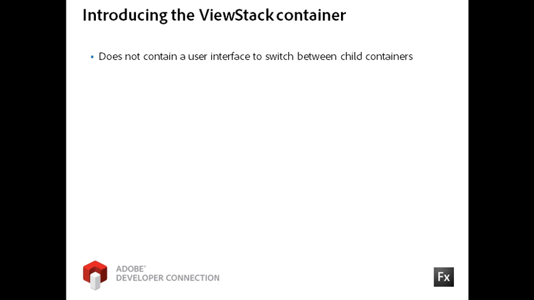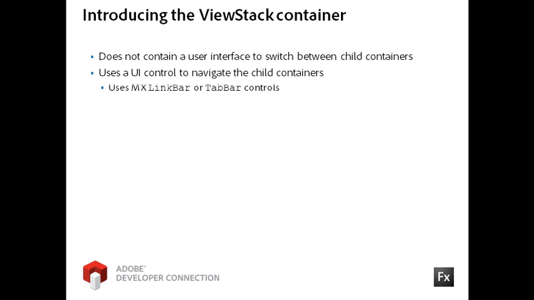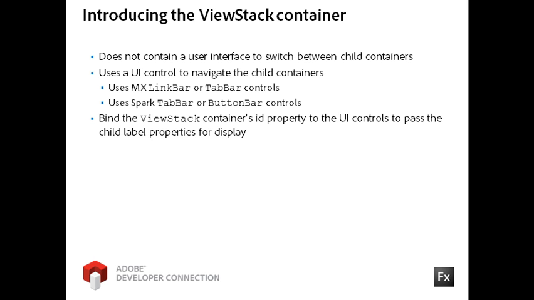The ViewStack Navigator container does not actually have a user interface element that allows users to switch between its child containers. Commonly, it implements a UI control like the MX link bar or tab bar controls or the Spark tab bar or button bar controls to navigate the child containers. Since the ViewStack container uses the UI controls for navigation display, you must bind the ViewStack container's ID property to the data provider property of the UI control.